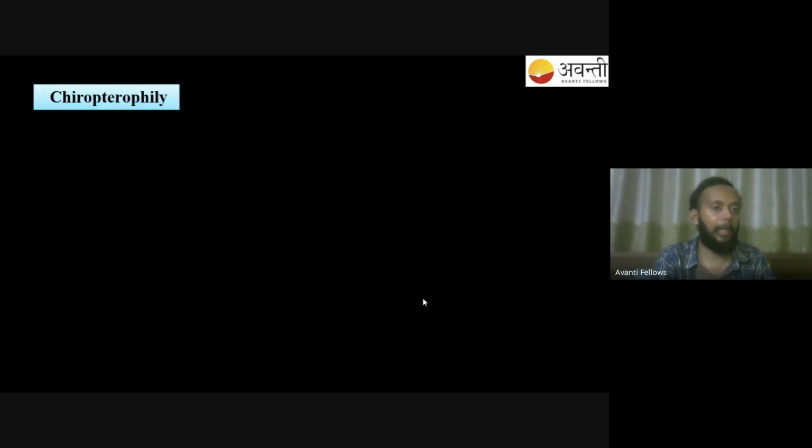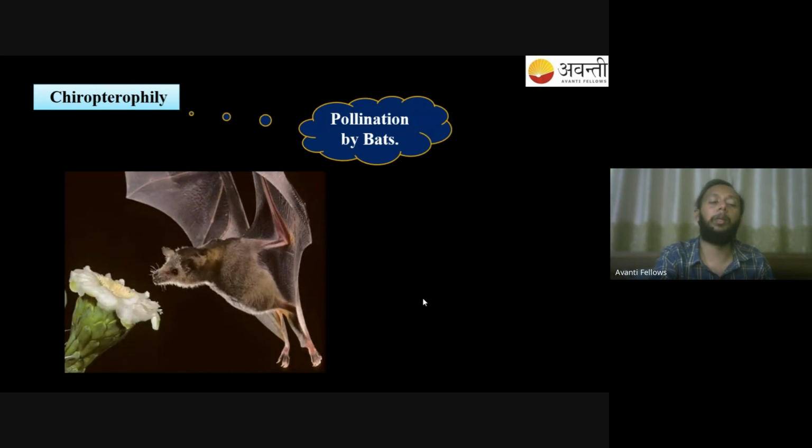Then the next one is Chiropterophily. Here bats are involved. Here the pollination is done with the help of bats. So let's see some of the traits of Chiropterophily, and try to see what happens over here.